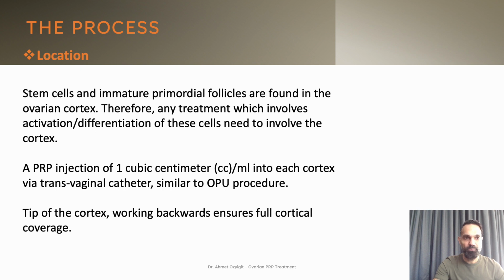So during the PRP injection, we use a transvaginal catheter, which is very similar to the catheter that is used in egg collection or oocyte pickup procedure. But in this case, we're not trying to retrieve oocytes, we're trying to inject something into the ovaries. So we reach the tip of the cortex and we work backwards so that we can ensure full coverage of the cortex with the PRP that we're injecting.